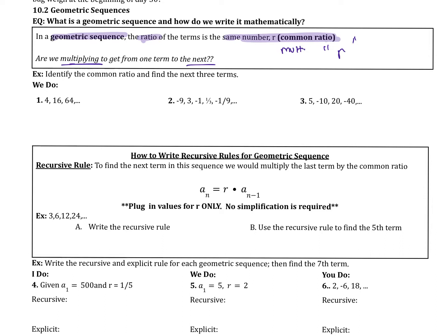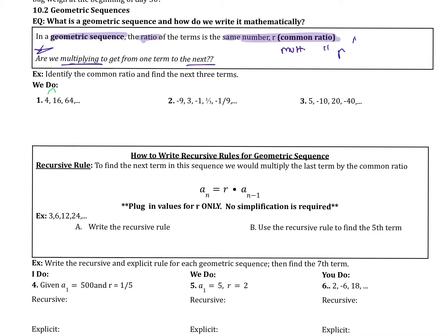So when we are looking at a sequence to try and decide if it is geometric, we're asking ourselves this question right here: are we multiplying to get from one term to the next? And remember, if the numbers are getting smaller, division is just multiplying by a fraction. So let's go ahead and look at number 1 here first.